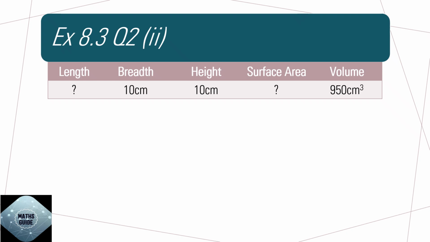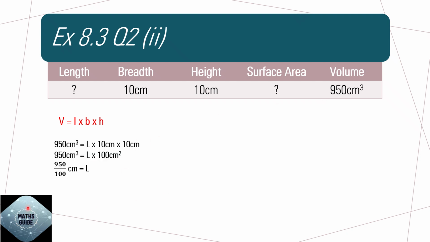But in this question, the length and surface area we have to find out. And we have been given the breadth, height and volume. Now, we cannot find out the surface area unless and until we find the third dimension. To find out the length of this cuboid, we will use the formula of volume, as the value of the volume is given. Now let's write out the formula of volume, length into breadth into height. We will put the value of each dimension in this formula.